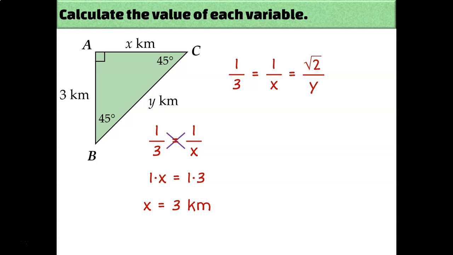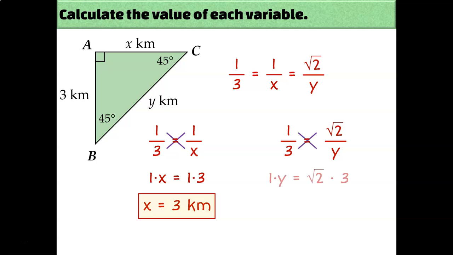Realistically though, we really didn't need to show that work because since this is a 45, 45, 90 triangle, I know that the legs must be congruent to each other. So since one of the legs was 3 kilometers, x must be 3 kilometers as well. But we do have to use a proportion and cross multiply to calculate y. So I'll take this ratio that has y and this ratio that's complete, that I know both the top and the bottom number. So I'll write that 1/3 equals the square root of 2 over y. Then I can cross multiply and solve, and I get an answer of y equals 3 times the square root of 2.